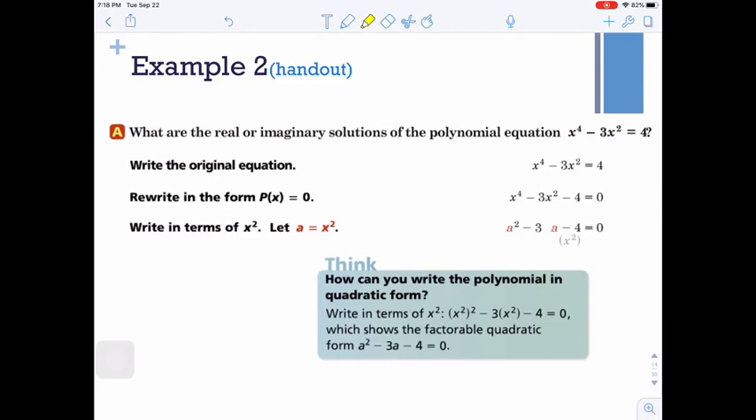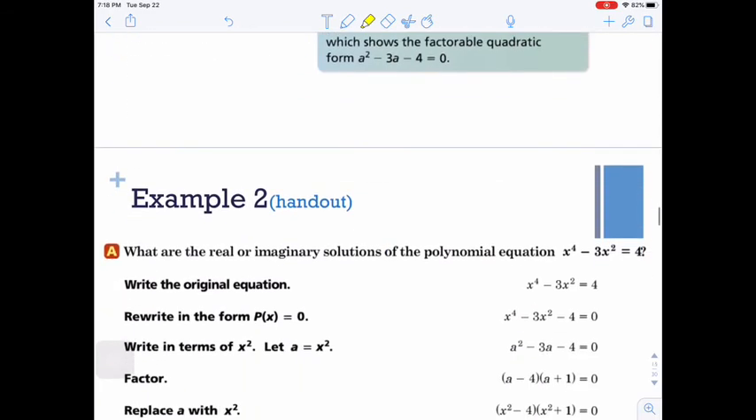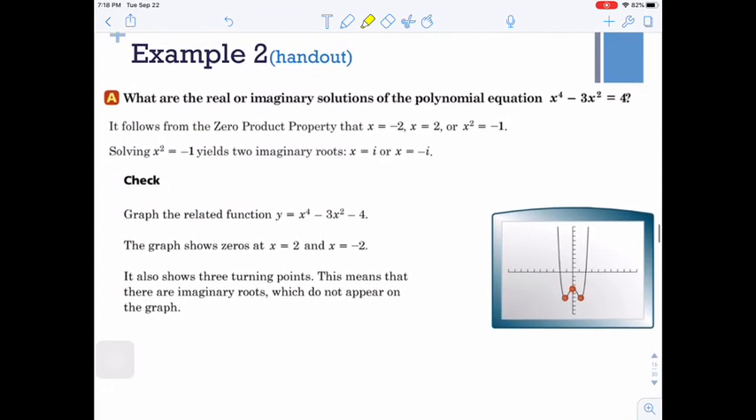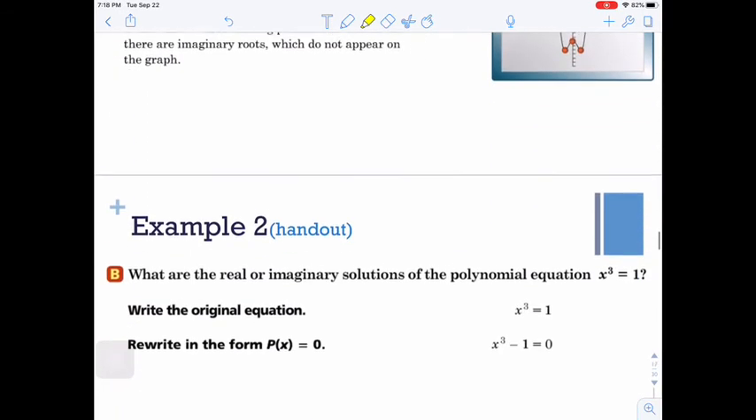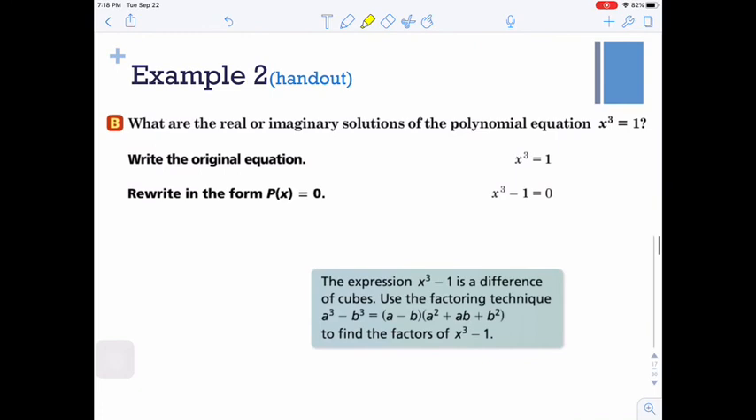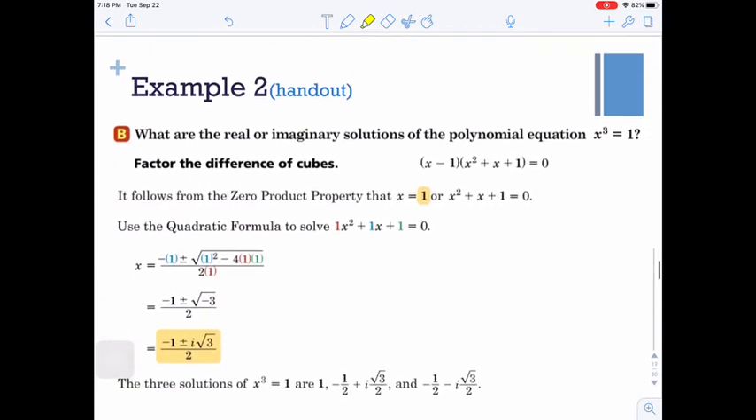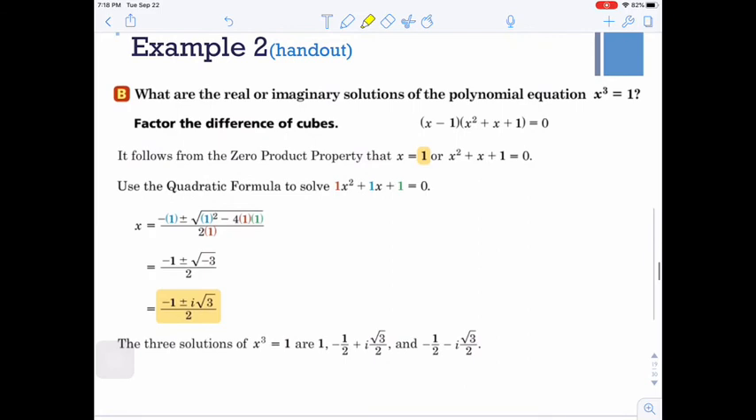Both part A and part B have all the slides with the work shown, including the check for part A. So you can refer back to these if you'd like.